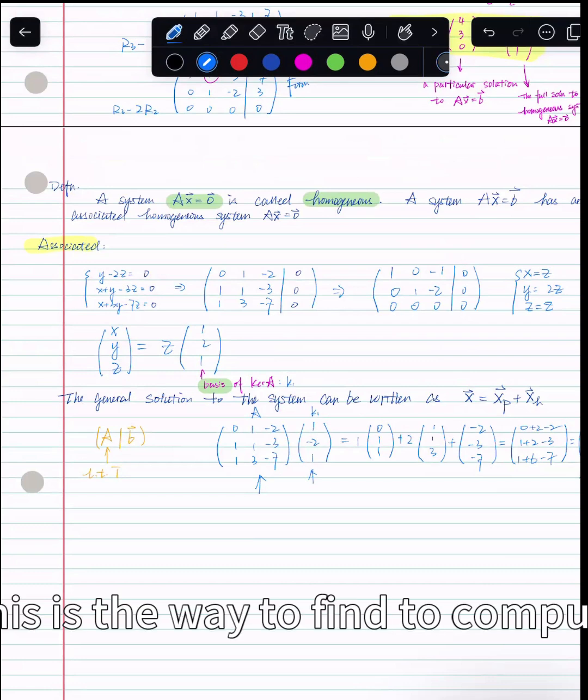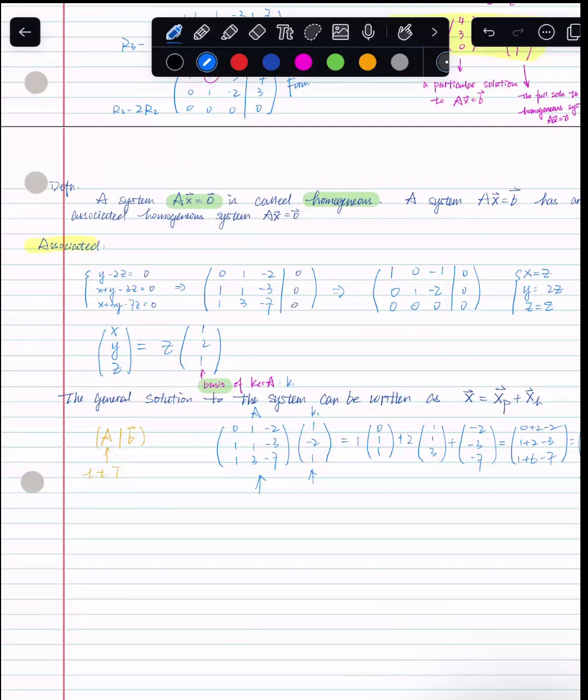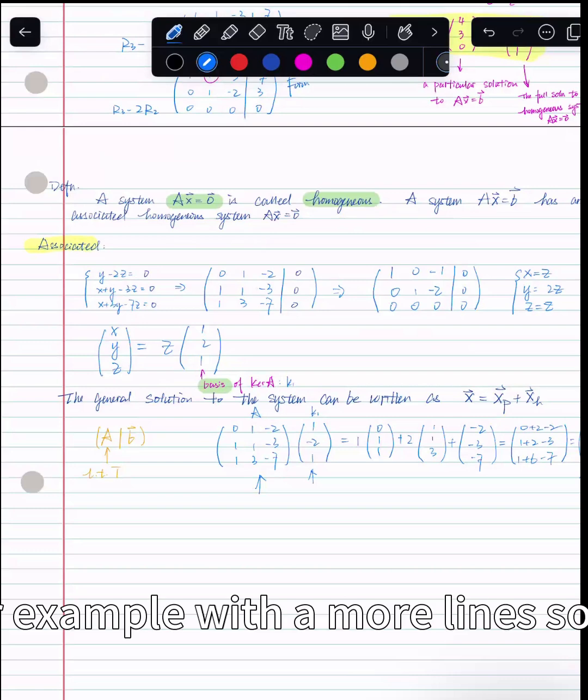Now, this is a way to compute the kernel. And we can have another example with more rows.